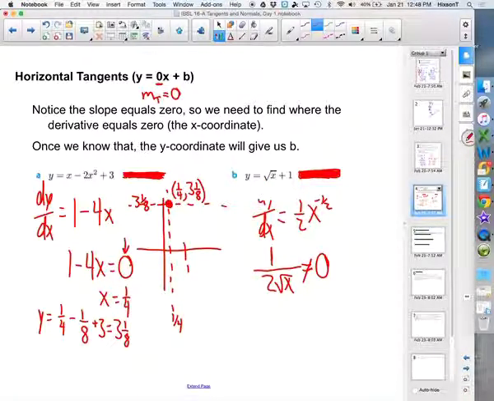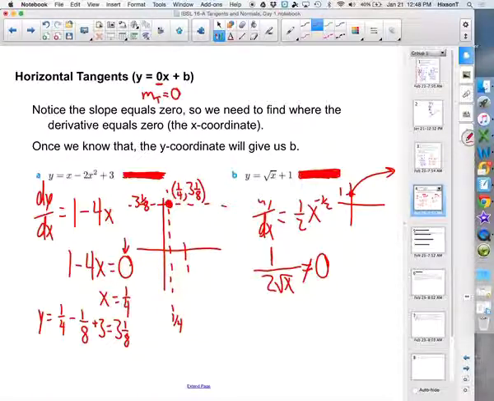Think about your parent function for square root of x. It starts at the origin and then starts increasing, right? And it keeps increasing forever. This graph right here is just shifted up 1, right? And it looks like this. Is there ever any peak there? No, it just keeps going. It keeps increasing forever. There's no max point or min point on there. And we never can see that, because it's never going to equal 0. Here it's undefined when x equals 0, right?